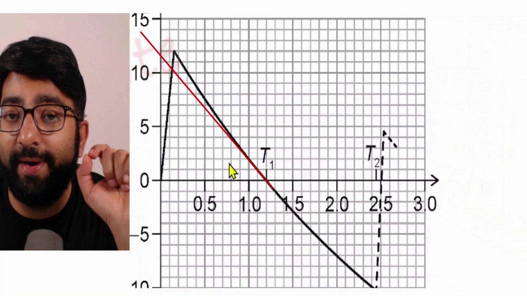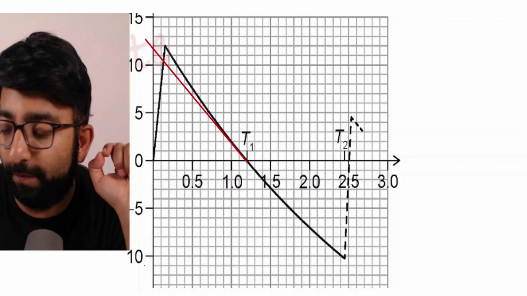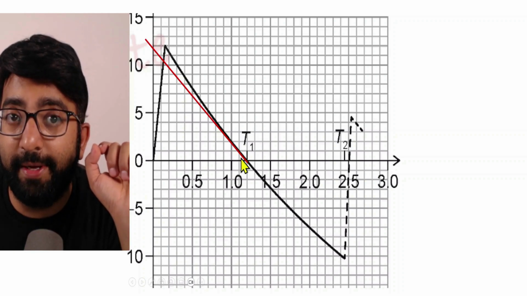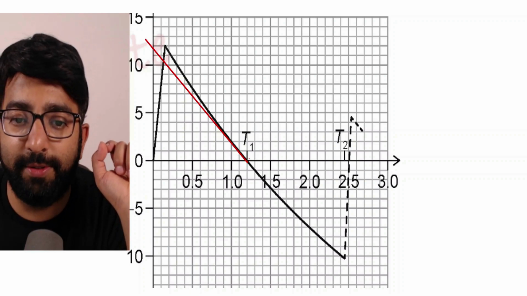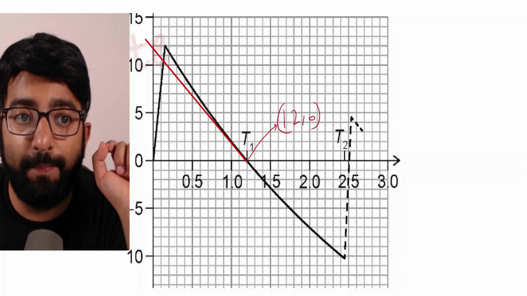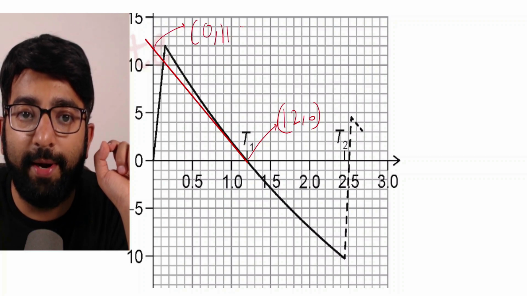And now let us try to find the gradient of the tangent. So first of all, let me write down the coordinates of the two points. At the bottom, the coordinates of this point is 1.2 comma 0. So let us write it down, 1.2 comma 0. And on the top, that other extreme, the coordinate is 0 comma 11.5.